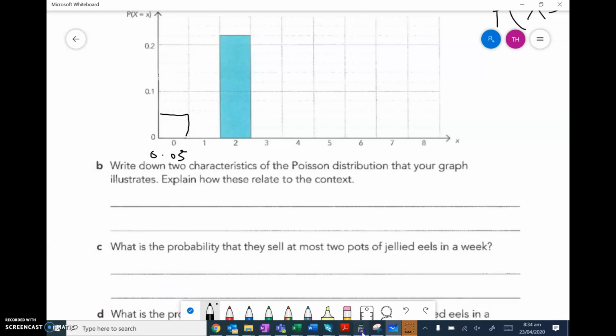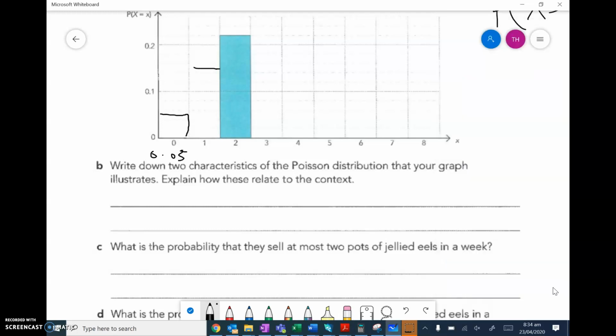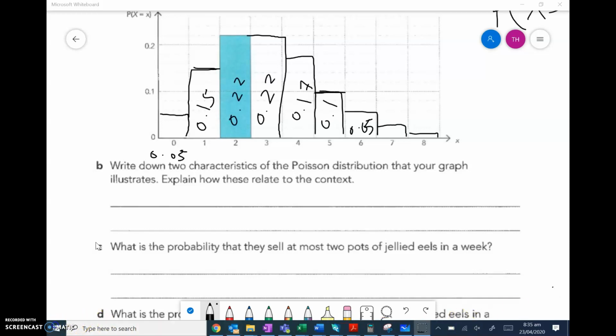I'll do one more and then I'll finish the graph up. So next one, I want 1. So I'm going to change my x to 1. So now I'm working out the probability that x is equal to 1. And it's 0.149, which we're going to round to 0.15, which is here. So this one is 0.15. Okay, now I've finished the graph.